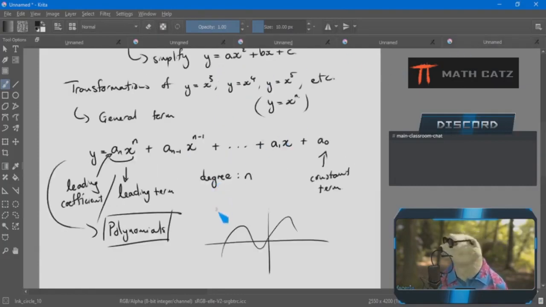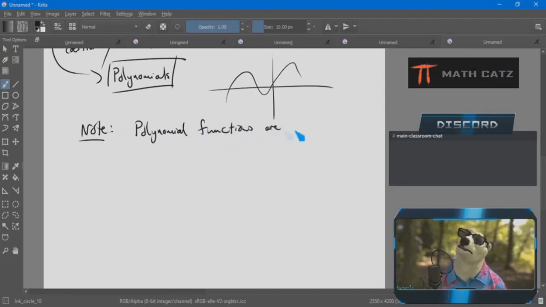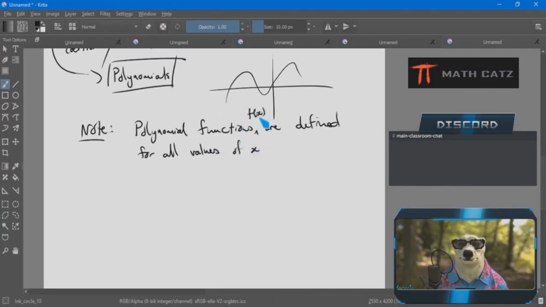So I want to note this. Note that polynomial functions are defined for all values of x. Let's call them f of x. So I've named the input as x. For all x values, it's defined.